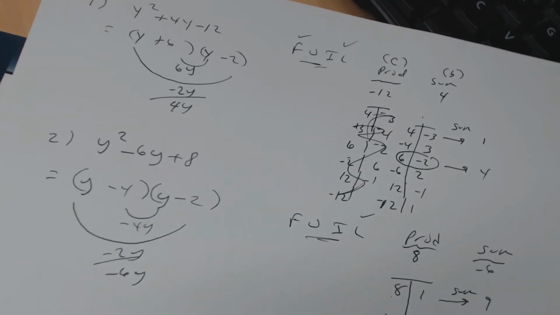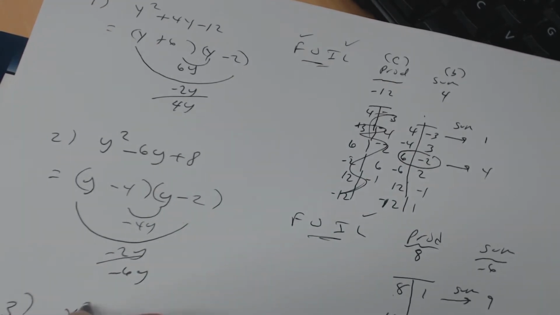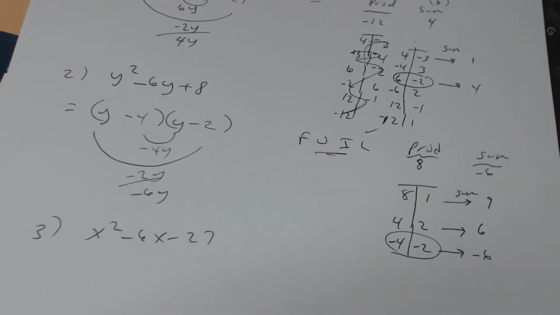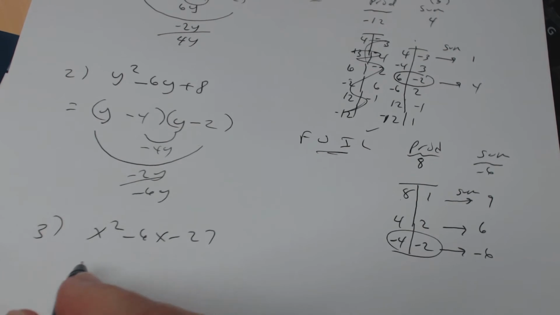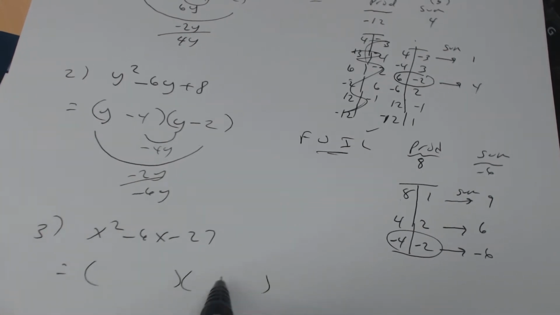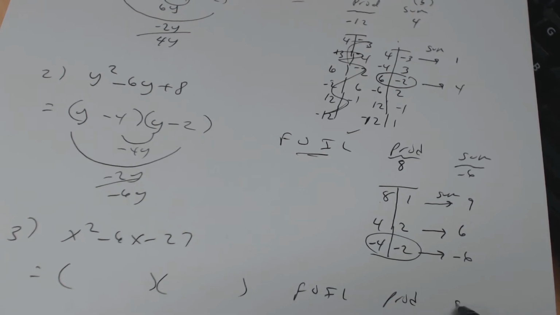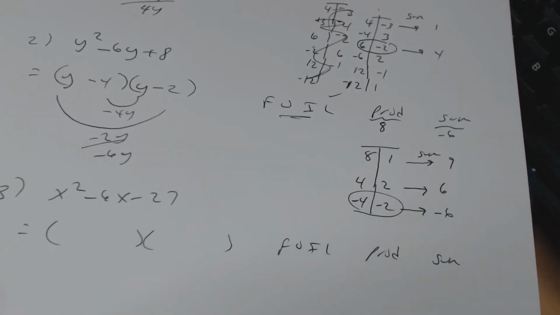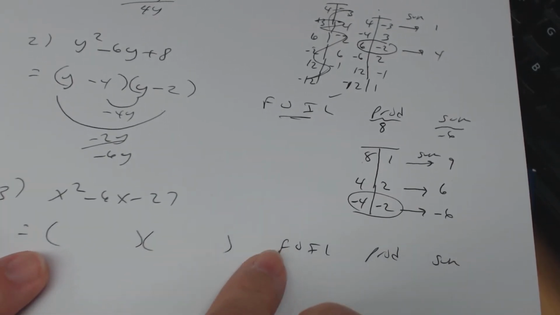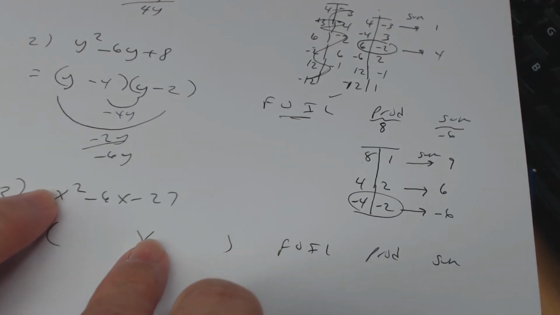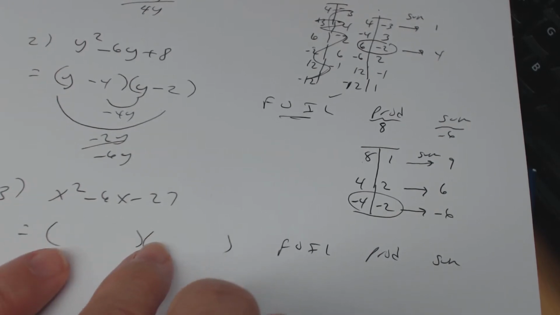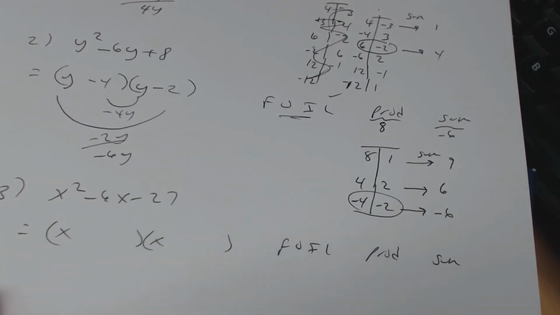Okay, so number 3, I get x squared minus 6x minus 27. All right, so again, the GCF is 1. So I'm going to go directly to two binomials. And I'm going to use the idea of FOIL, product, sum to help me. All right, so the first is easy here only because the leading coefficient is 1. The coefficient of the leading term is 1. So x times x is x squared, so that's fine.